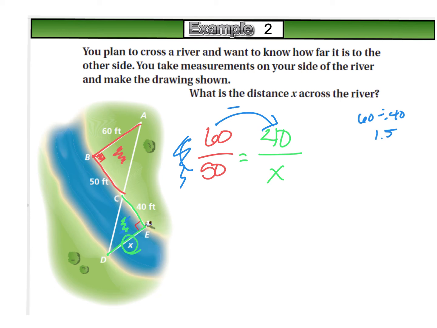So divide by 1.5. Let's double check it. 60 divided by 1.5, that equals 40, so that works. So I'm going to do it this way. It's 50 divided by 1.5. So I put in 50 divided by 1.5. X equals 33 and 3/10 repeating. We can use a repeating decimal as an answer, and we label it feet.